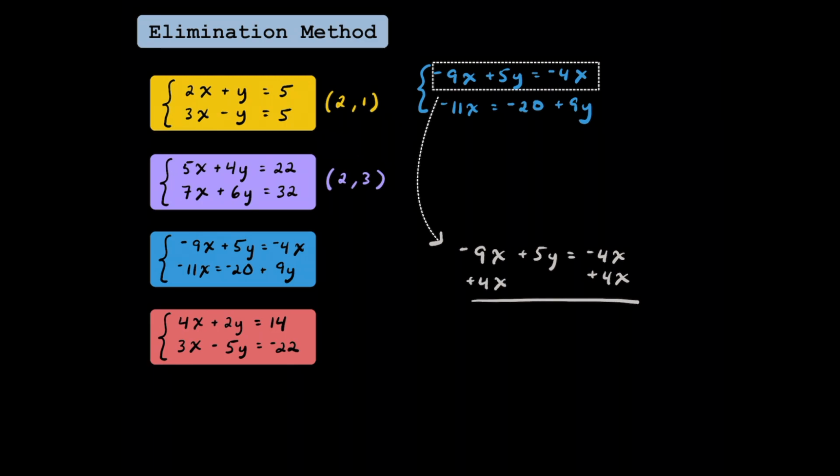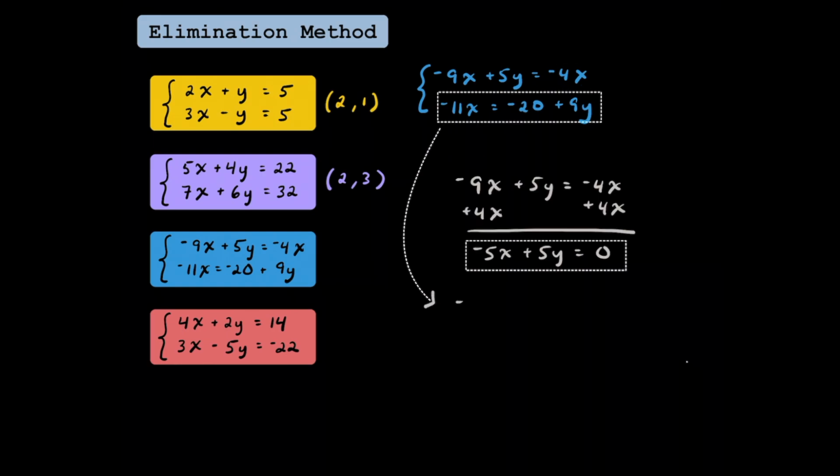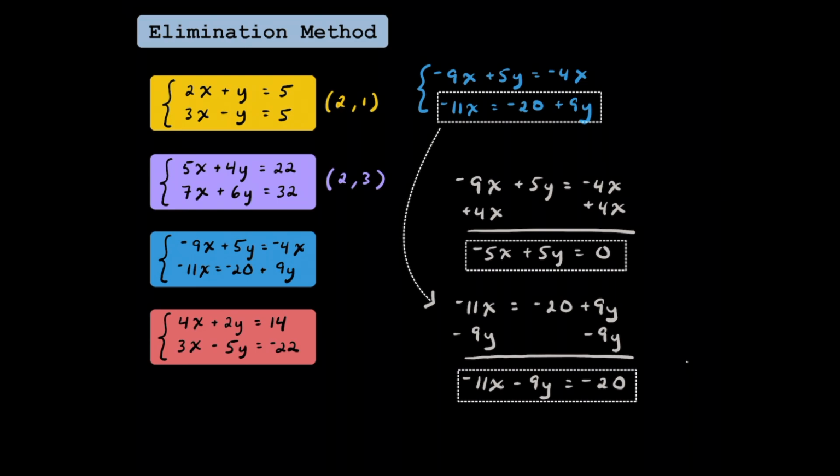From that, we can see that negative 9x plus 4x is going to be negative 5x. We still have plus 5y, and now it's going to equal 0. This version will be easier to use. Now let's rearrange the second equation so it also matches in standard form. So negative 11x is equal to negative 20 plus 9y. We can subtract 9y from the right side and subtract 9y from the left side. Now the second equation is also in standard form.